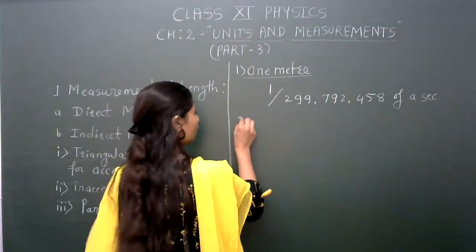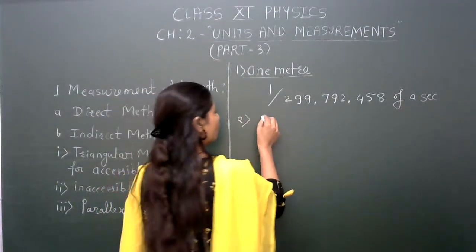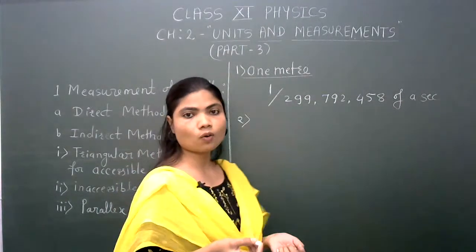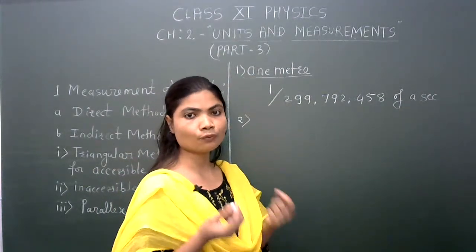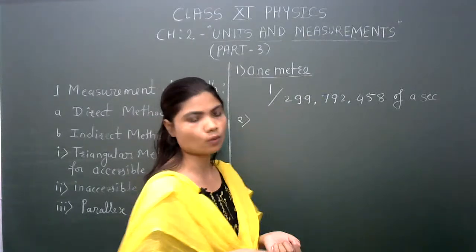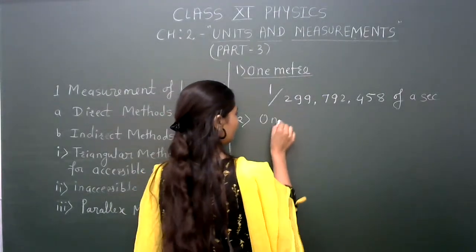Next to that, we will try to define the physical quantity of mass with its unit, that is kilogram. So 1 kilogram.